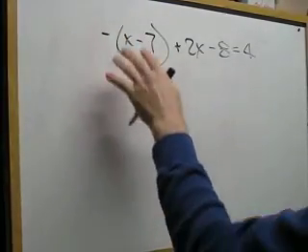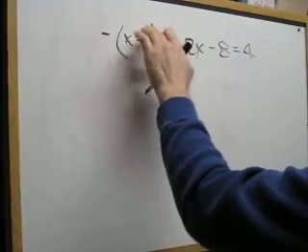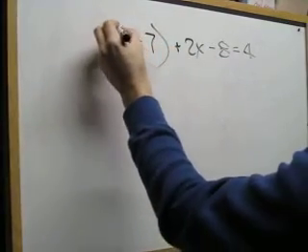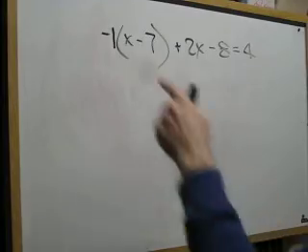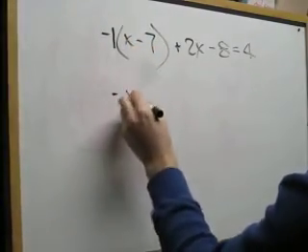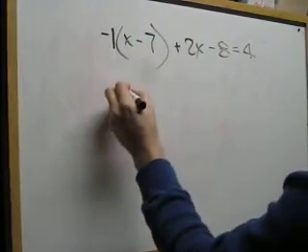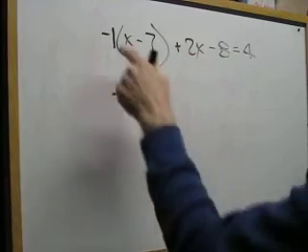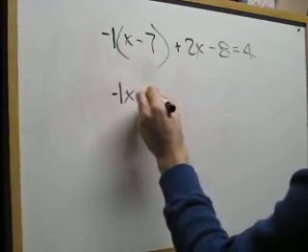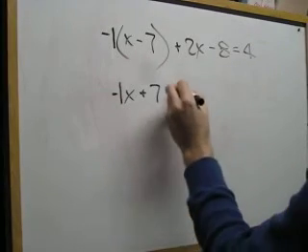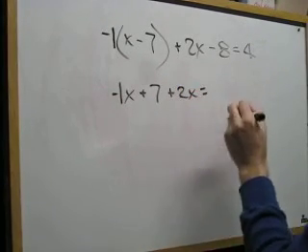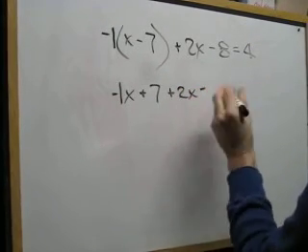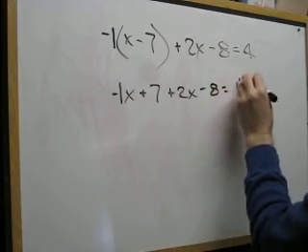So what we're going to do is we're going to distribute that negative to the parentheses. So let's put a negative 1 here just to make it easier. Negative 1 times x is negative x, or negative 1x. Let's just leave that negative 1 there. Negative 1 times negative 7 is a positive 7 plus 2x, minus 8 equals 4.